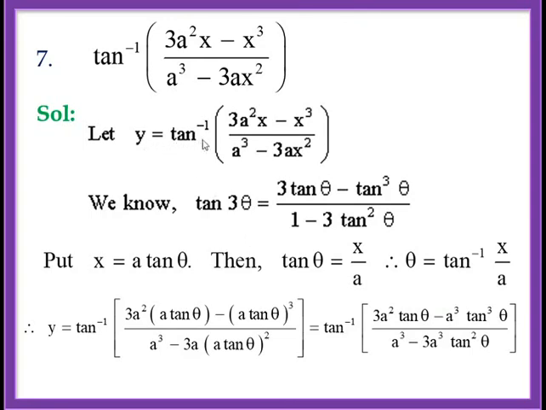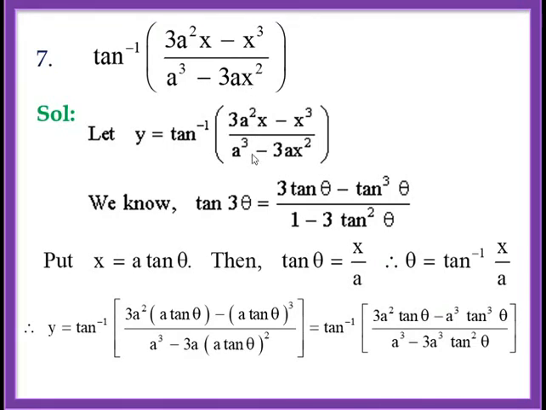Okay, let y be the given function. Now you should know that tan 3 theta is 3 tan theta minus tan cube theta upon 1 minus 3 tan square theta. So I use the substitution x equal to a tan theta. So what will be tan theta? X upon a. So in the last but one step, we have to replace theta again by tan inverse x upon a. Now if we use x equal to a tan theta, this becomes 3a square a tan theta minus a cube tan cube theta upon a cube minus 3a into tan square theta.